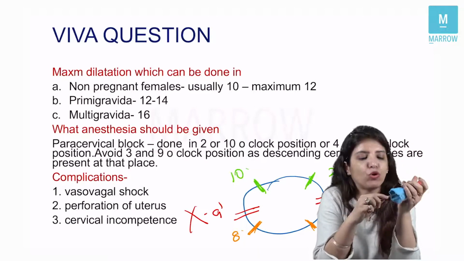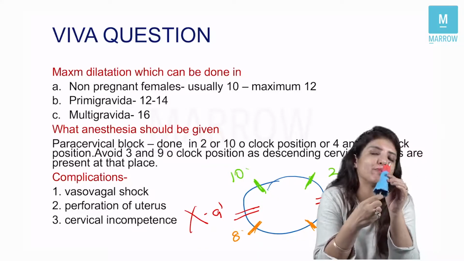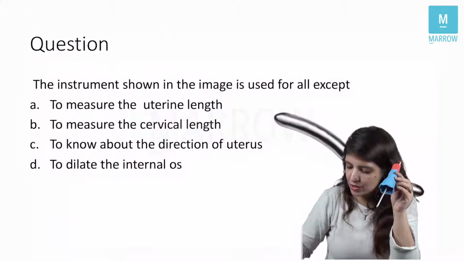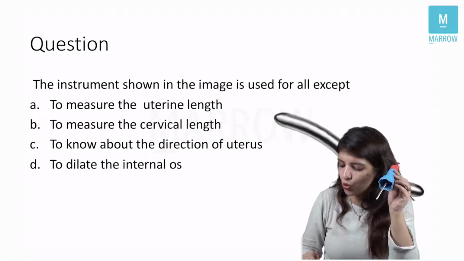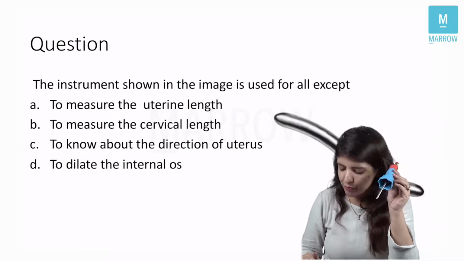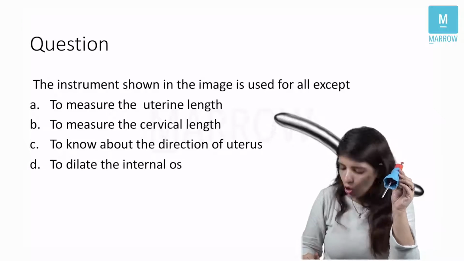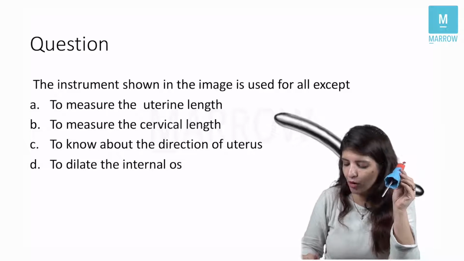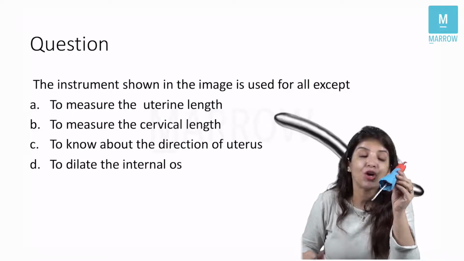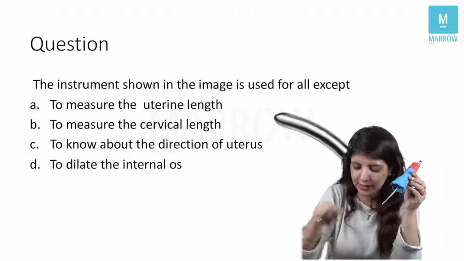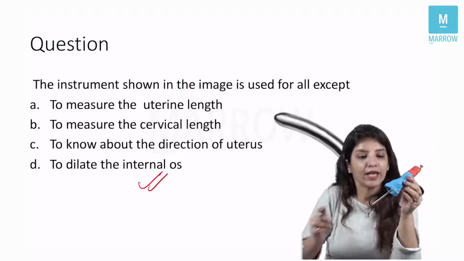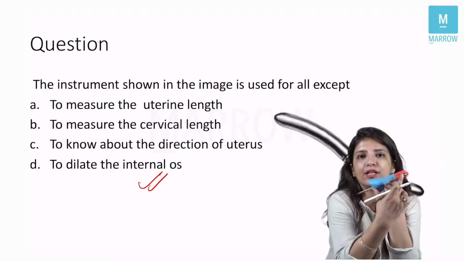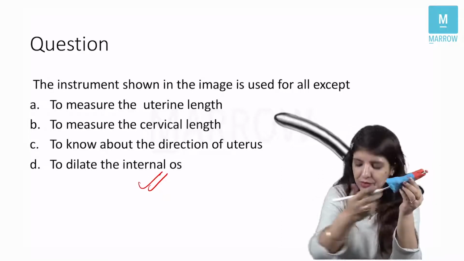Now, one more purpose why I wanted to show you the dilator like this is, suppose if I ask you now a question, an MCQ. Answer this MCQ for me. The instrument shown in the image is used for all except: option A, to measure the uterine length; option B, to measure the cervical length; option C, to know about the direction of the uterus; option D, to dilate the internal os. So what are you dilating? You are dilating the internal os. Yes. Can you know about the length of the cervix? Yes, I can know about the length of the cervix.